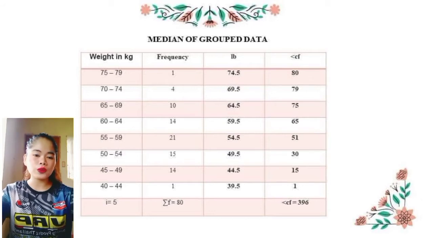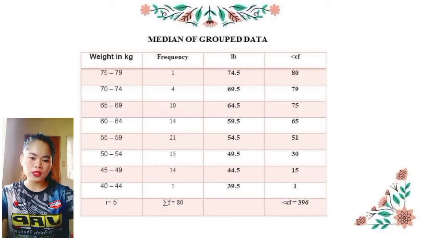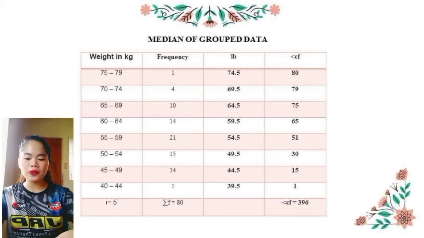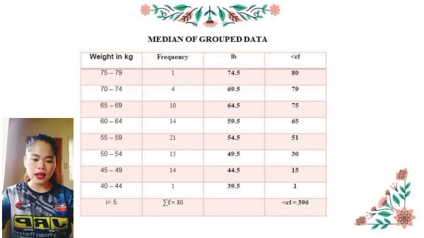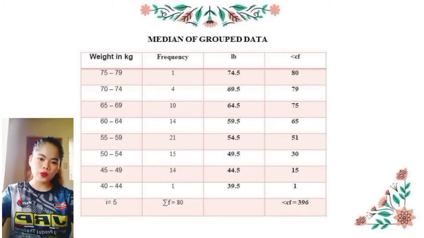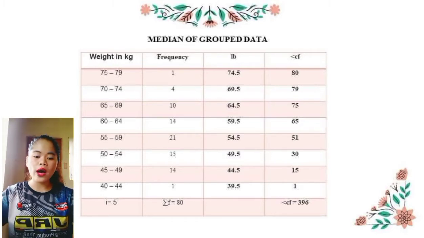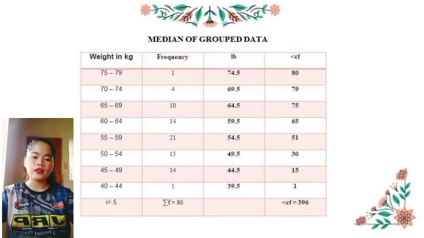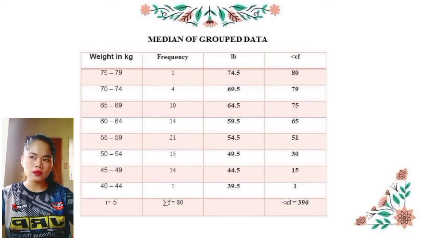Now, let's move on to the less than cumulative frequency. So, to get the less than cumulative frequency, we have to copy the one at the bottom, and then we add the frequency from the bottom going to the top. So 1 plus, we copy the 1 first, and then we add the number above it. The number above the 1 is 14. So 1 plus 14 equals 15.